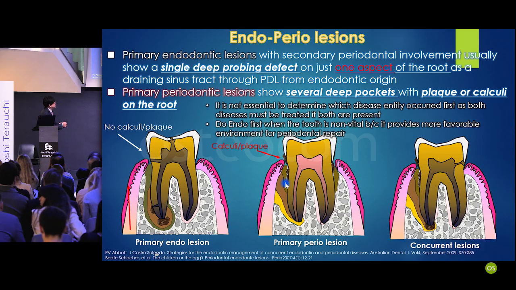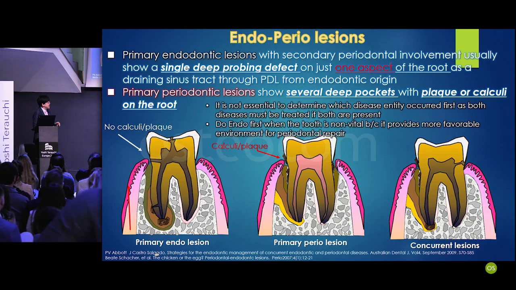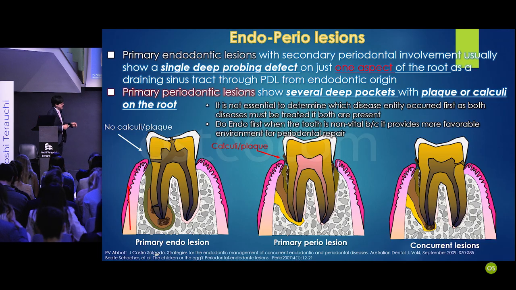But if you have both, like several deep pockets, calculi on the root, and you have an endo lesion and a perio lesion, what can you do? You have to always start with endo. Then you also have to do perio. So you have to do both, endo first and perio next. Then you will remove periapical lesions.